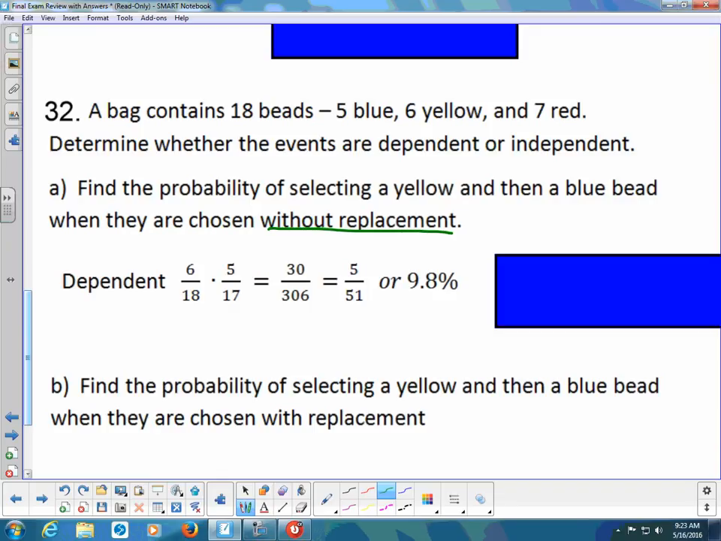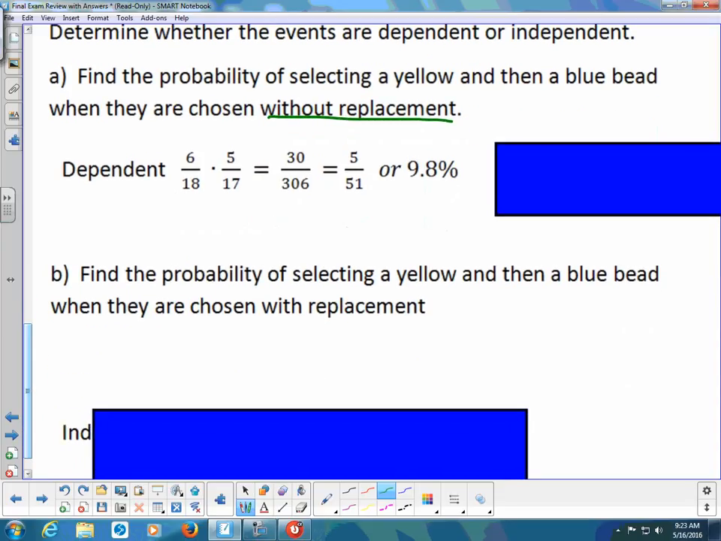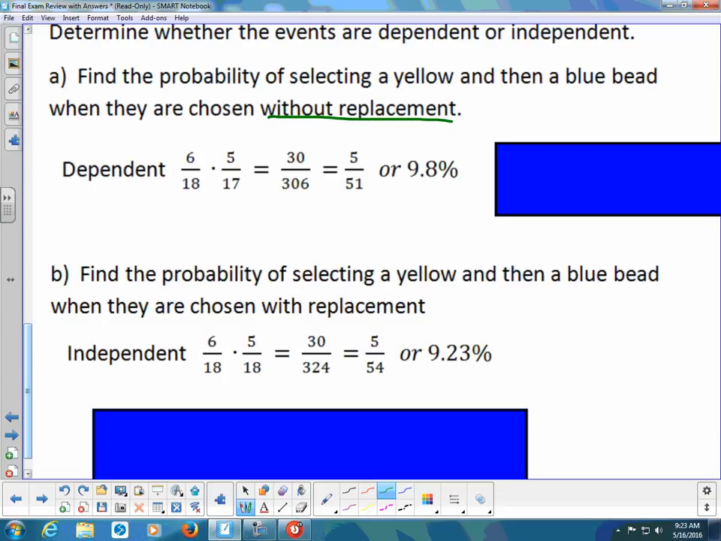So if you look at your part B, it's very similar. I want to select a yellow and then a blue, but I will use replacements. That's going to make them independent. How would my fractions change? What would the denominators be for both of them? Perfect. So 6 out of 18 times 5 out of 18.